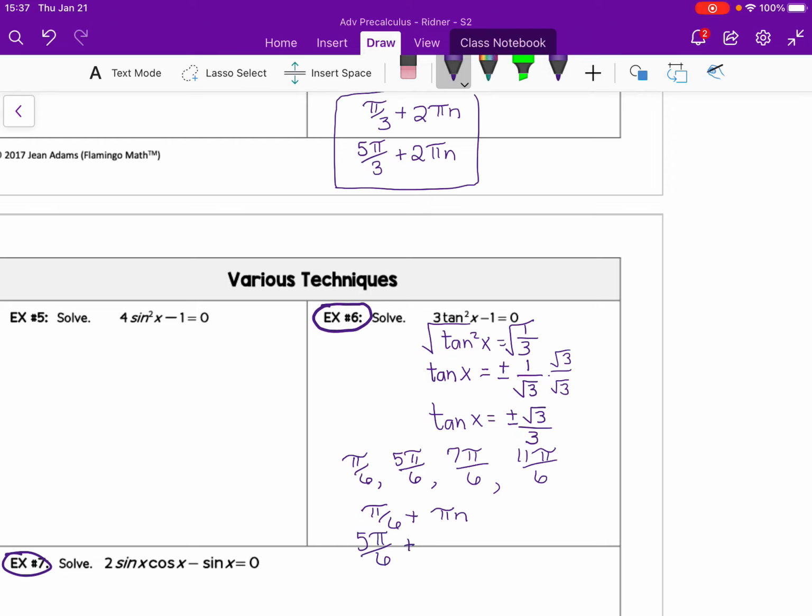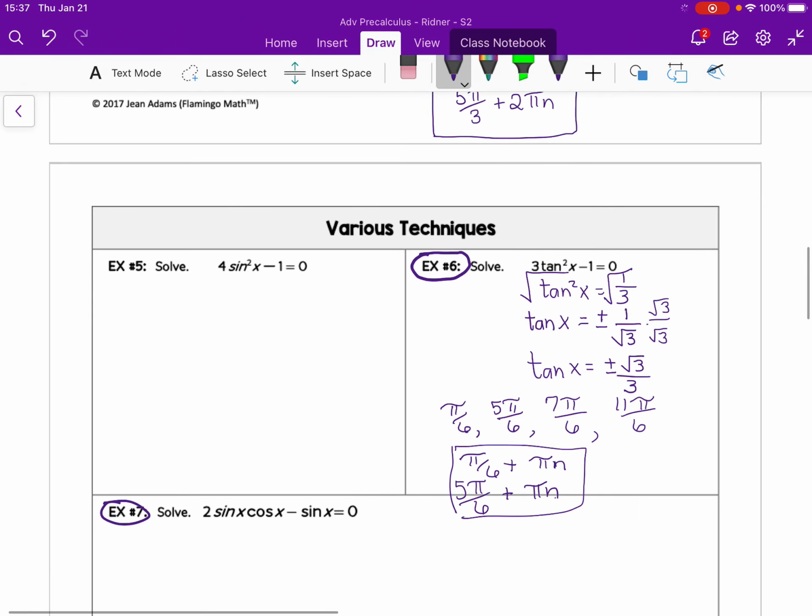Because tangent repeats every pi, which is why I only have to put these two as my answers, because 7 pi will be picked up when I plug in 1 as n. 11 pi over 6 will be picked up whenever I plug in 1 as n.